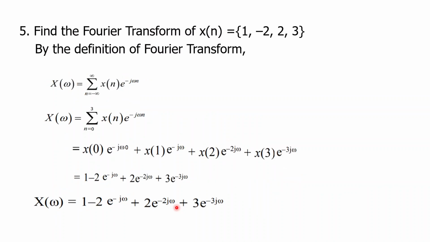So this is the next problem. This is also a finite sum, but it is given like a sequence. There is no arrow mark. So n ranges from 0, 1, 2, 3, so n ranges from 0 to 3. For x of 0 the value is 1. For x of 1 the value is minus 2. For x of 2 the value is 2. X of 3 value is 3. So you can expand like this and you can stop here. This is the DTFT of a finite sequence given like this.